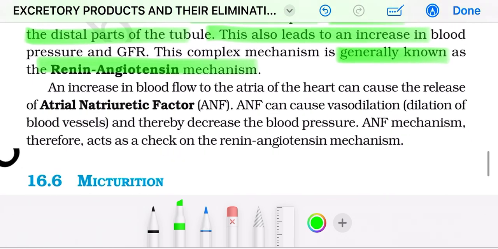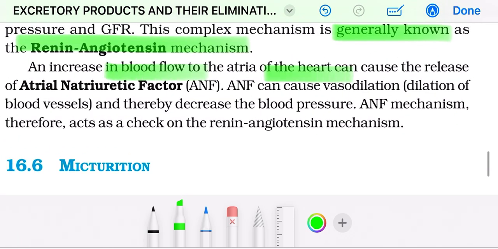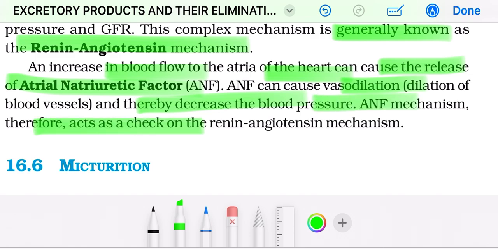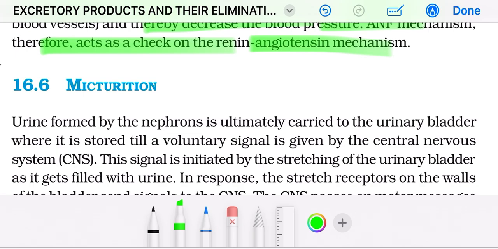renin-angiotensin mechanism. An increase in blood flow to the atria of the heart can cause the release of atrial natriuretic factor. ANF can cause vasodilation of blood vessels, thereby decreasing the blood pressure. The ANF mechanism therefore acts as a check on the renin-angiotensin mechanism.